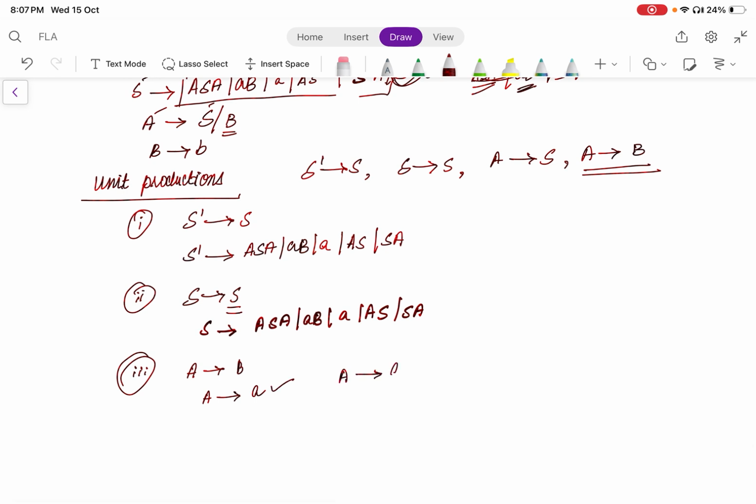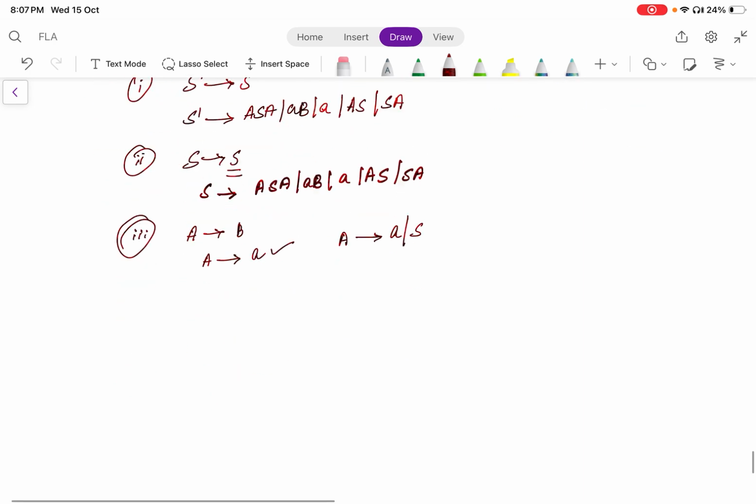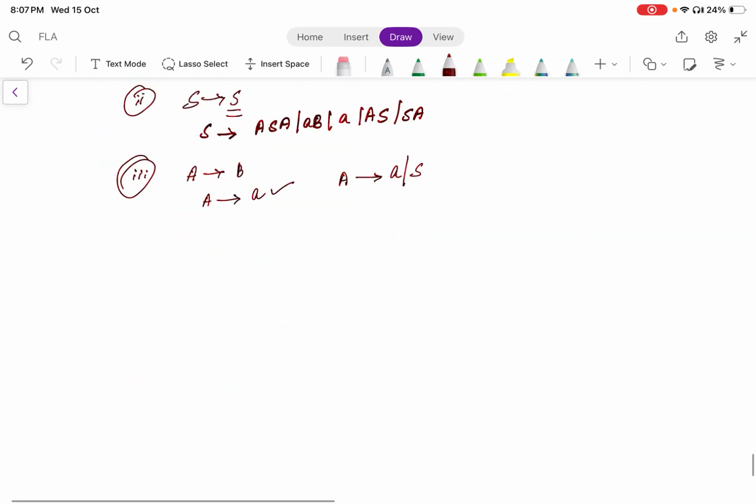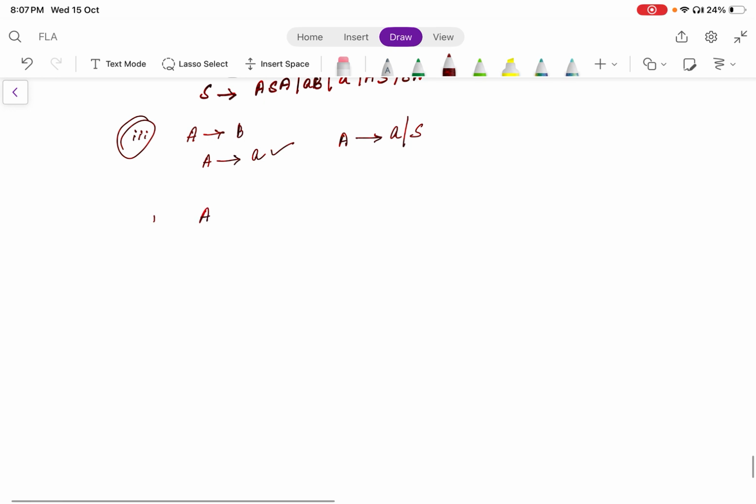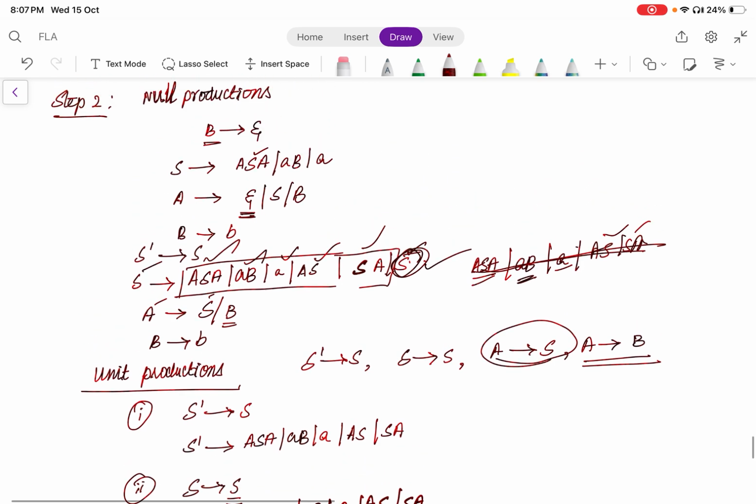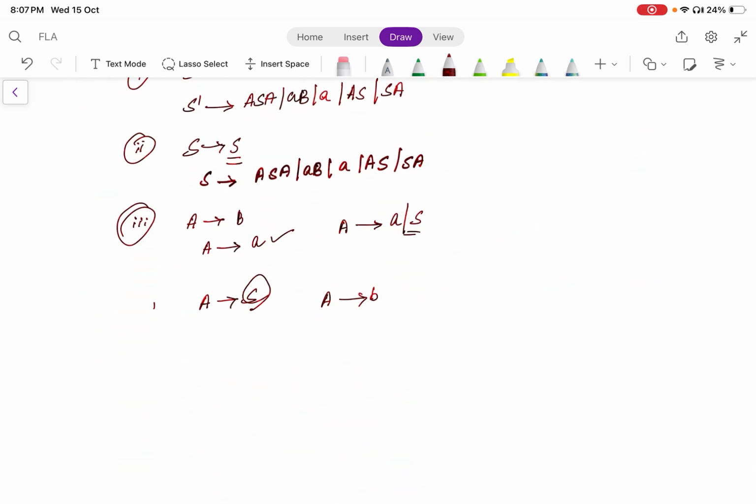A tends to small a or capital S. This is your new production of A. Now you try to remove A tends to S. How would you do that? You substitute all the values of S in place of this S. A tends to small b. Sorry, the value of B is small b, not small a. A tends to B, or what are the values of S? ASA, or AB, or A, or AS, or SA.